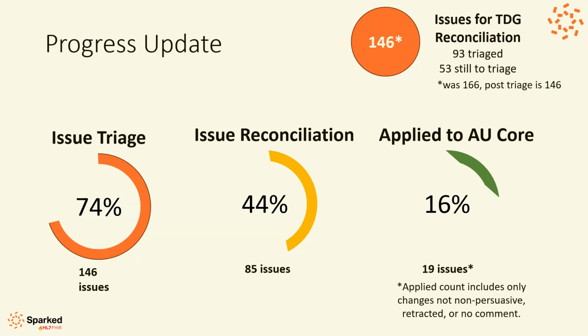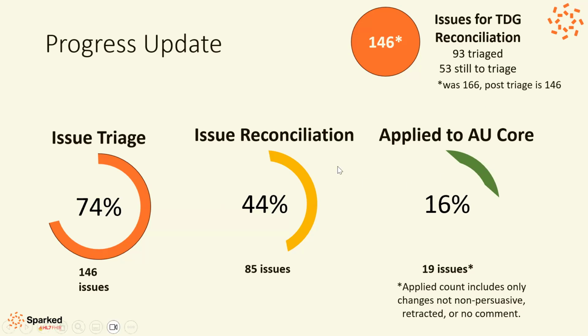In terms of reconciliation, as at this morning, the technical design group has voted on 85 issues, which is great. That's about 44%. And some of those already previously approved issues from the last TDG meeting a fortnight ago have been applied to AU Core. So there's about 19 of those issues already in AU Core and more of those are on the way, thanks to Douchey.